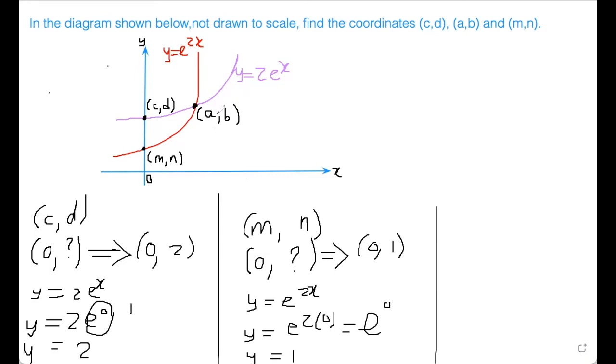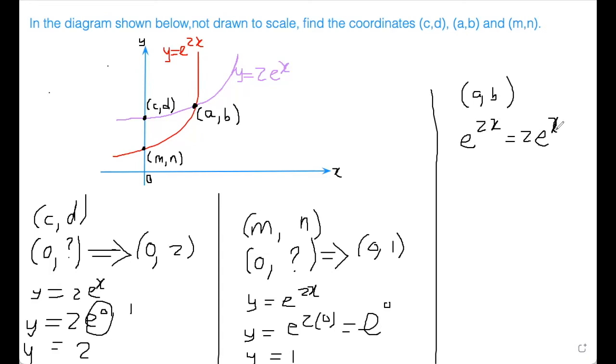Lastly, I have AB to find. Now, for AB, you realize that we have the point of intersection. If we're looking at the point of intersection, then it means that we're looking where these two are equal. So it means e to the 2x is equal to 2e to the x, because the point of intersection is where they're equal.